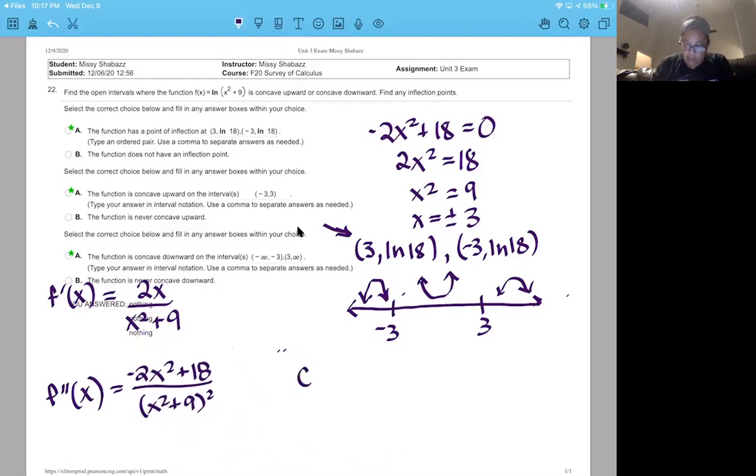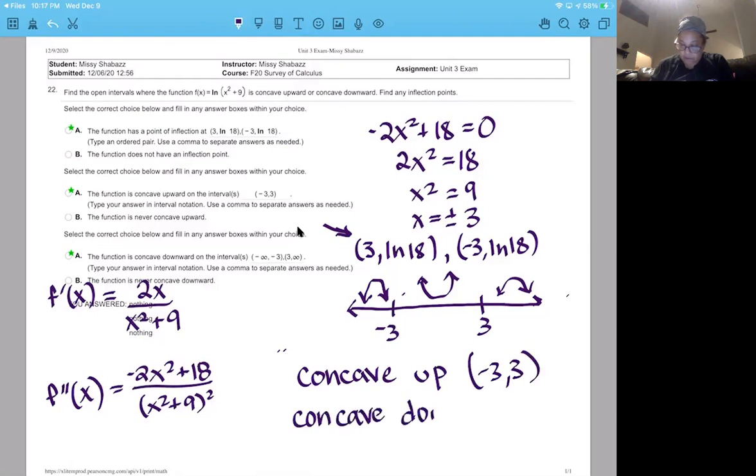So both 3 and negative 3 are points of inflection. And it is concave up between negative 3 and 3, and concave down between negative infinity and negative 3, and 3 to infinity.